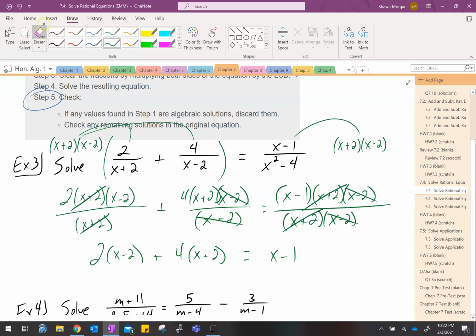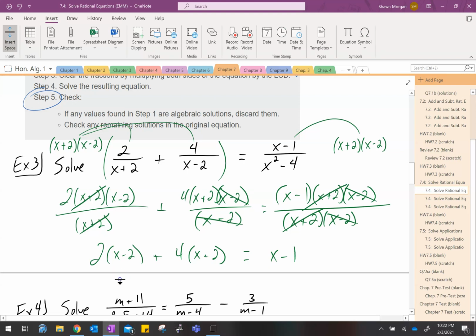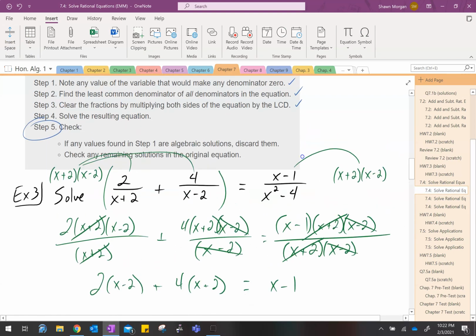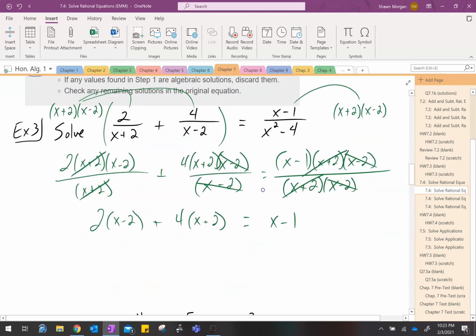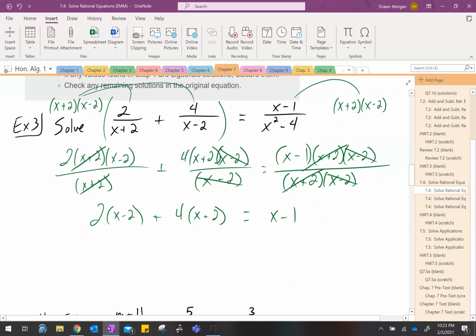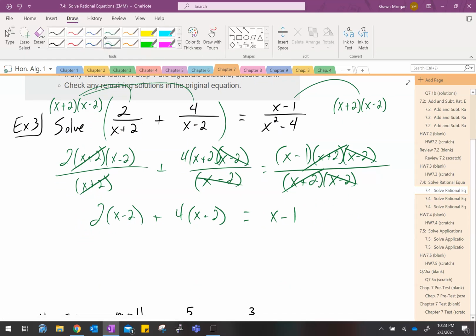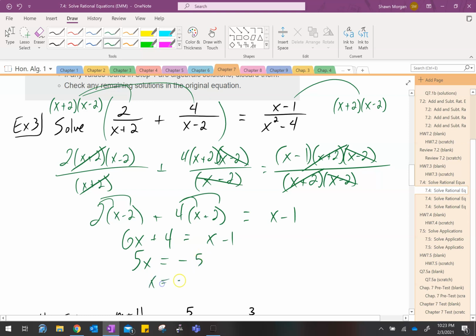Now that is a much easier equation to deal with because we've now gotten rid of all of the fractions. Again, note in step 4 where it says solve the resulting equation, what we're going to do now is have an equation with no more fractions to solve. And this should be where we can just go to town solving this, combining like terms and the like. So distributing the 2 and distributing the 4, we get 6x, negative 4 and positive 8, so that's plus 4. And then over here in x minus 1, we can subtract x, we get 5x, subtract 4, we get negative 5, so x equals negative 1.